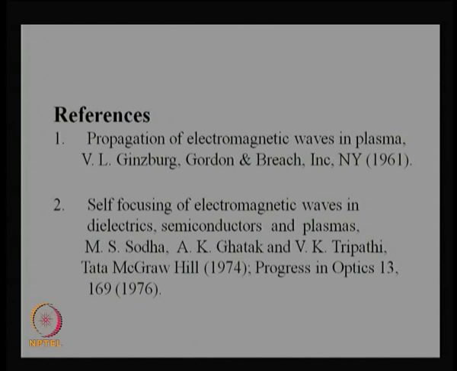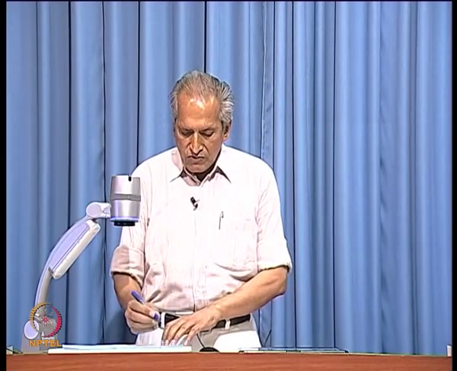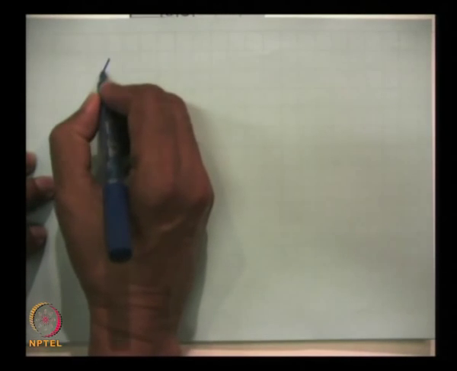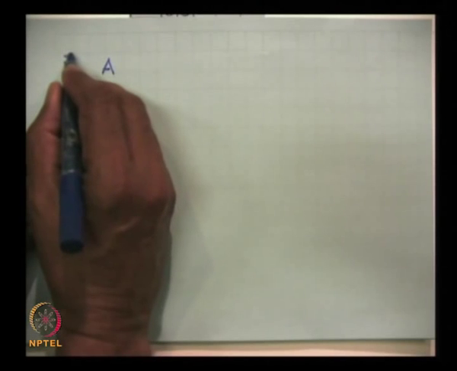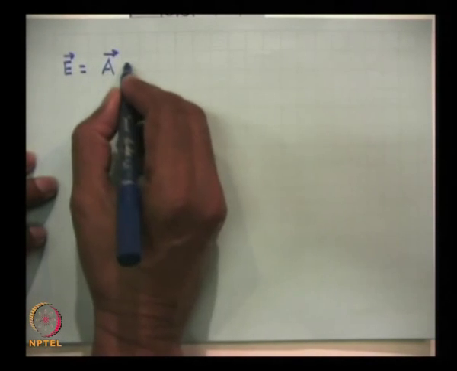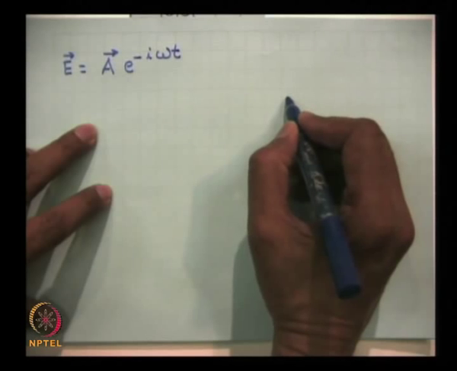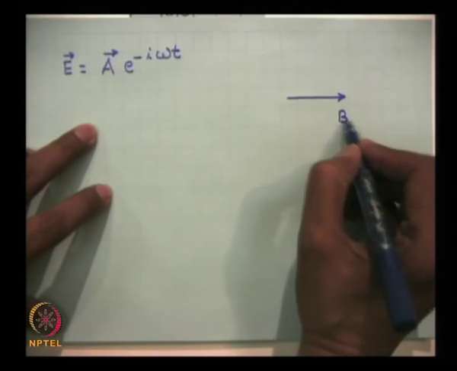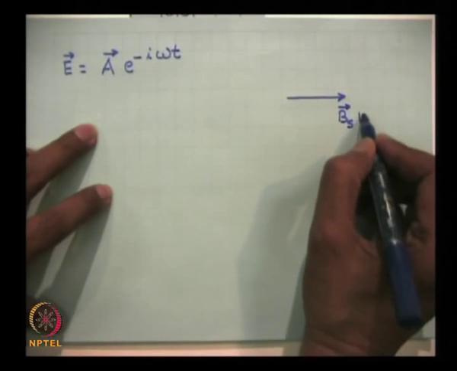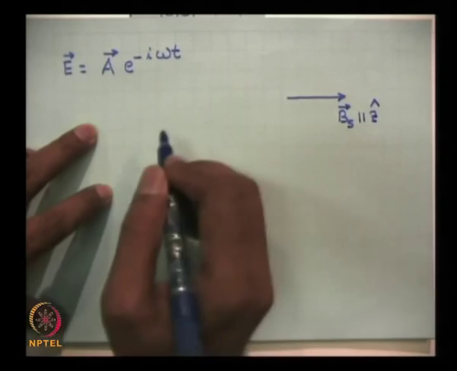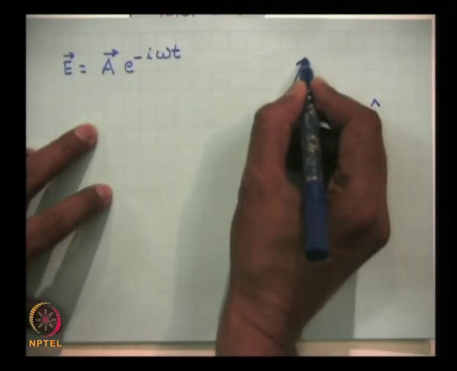The references for today's lecture would be a book by Ginsberg and another one that we wrote in 1974. Last time we discussed the response of a plasma to a radio frequency field, where the electric field is taken as E equal to A exponential minus i omega t, applied to a plasma which has a static magnetic field B_s, aligned along the z axis.